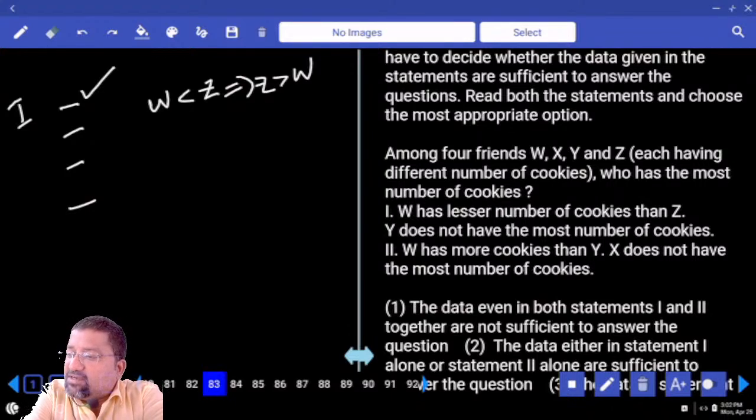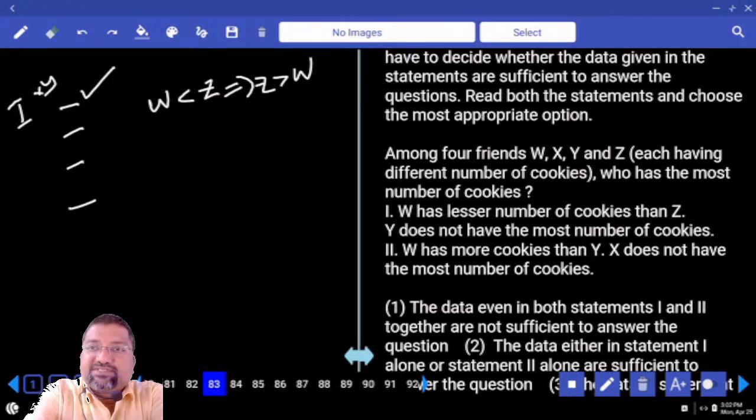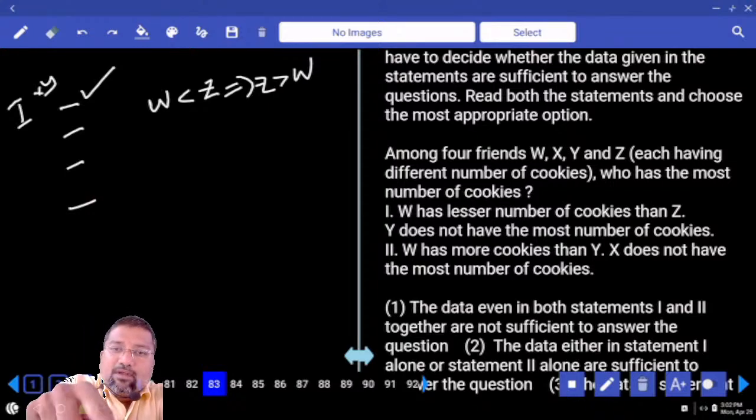Y does not have the most number of cookies. So this is not Y. Then what are the positions? We are not sure, because you still have X. You still have X. Do you know where to place X? So from 1 I don't get the answer.